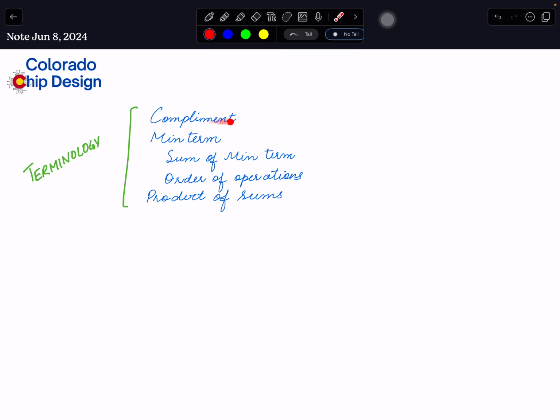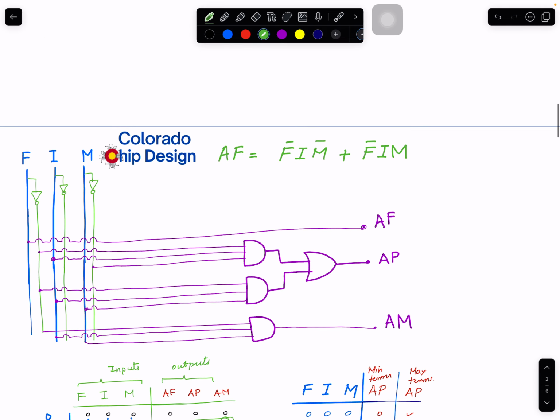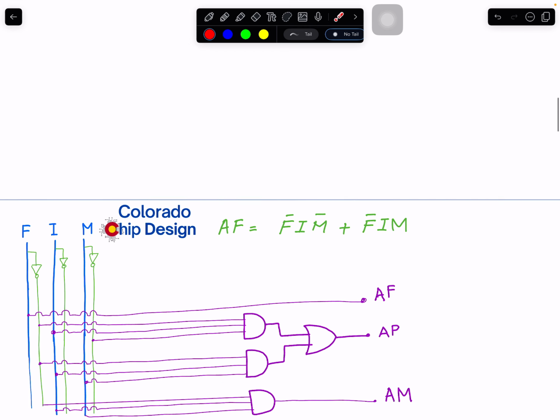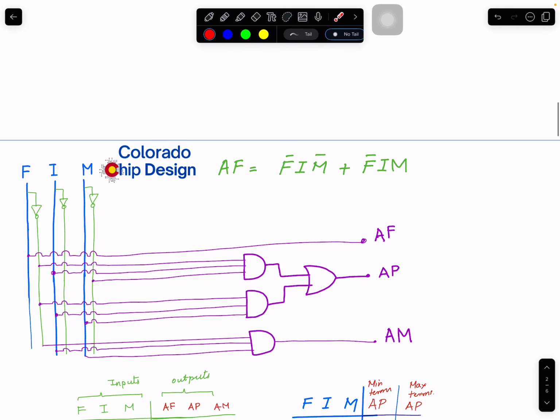Okay, complement. What is complement? Remember we had an input B, and this was B with a complement, an inversion on top of that. Okay, then minterms. If you remember, we had these ones. So this is a minterm, and this is a minterm. Okay, sum of minterms, and again you can see a minterm and then a minterm, and this is a sum of that.